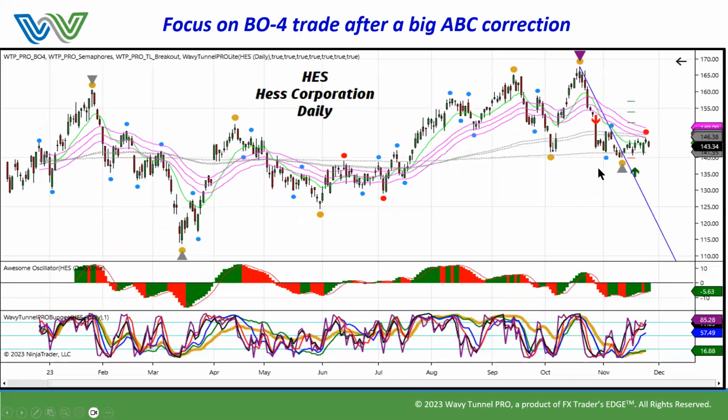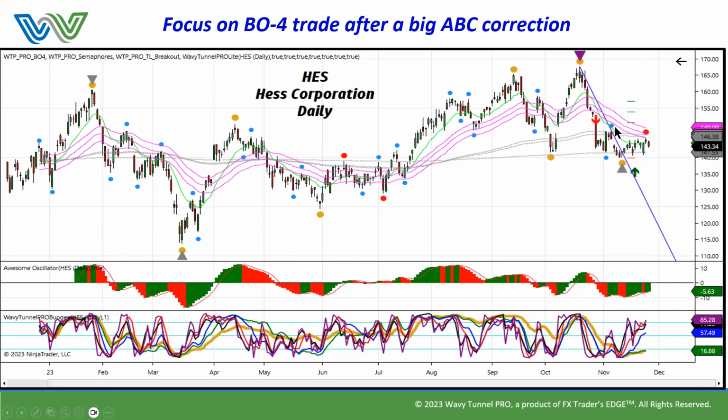This is Hess Corporation, the daily. So again, same pattern, the wave separates from the tunnel, and then we move down and we get the green triangle. And this is where our system is saying we have corrected enough. It's time to move up.